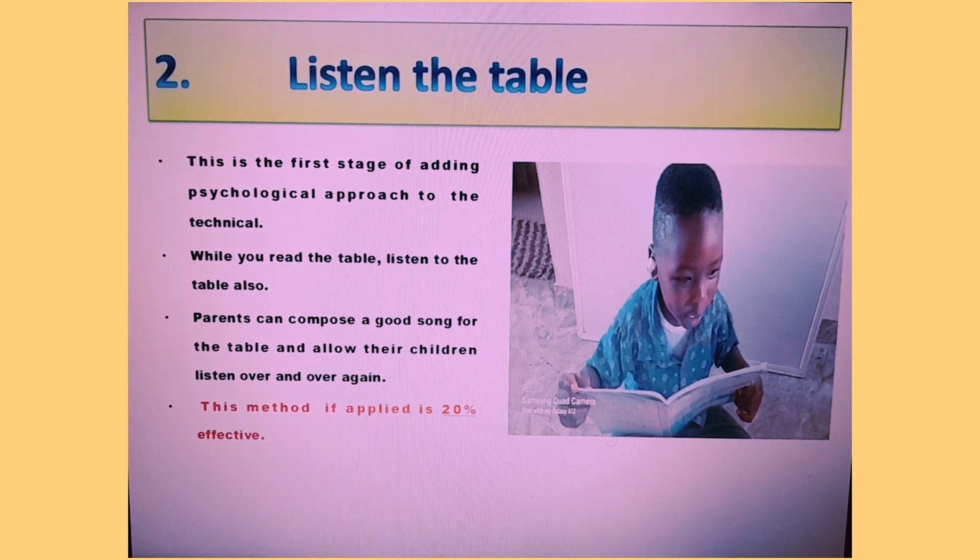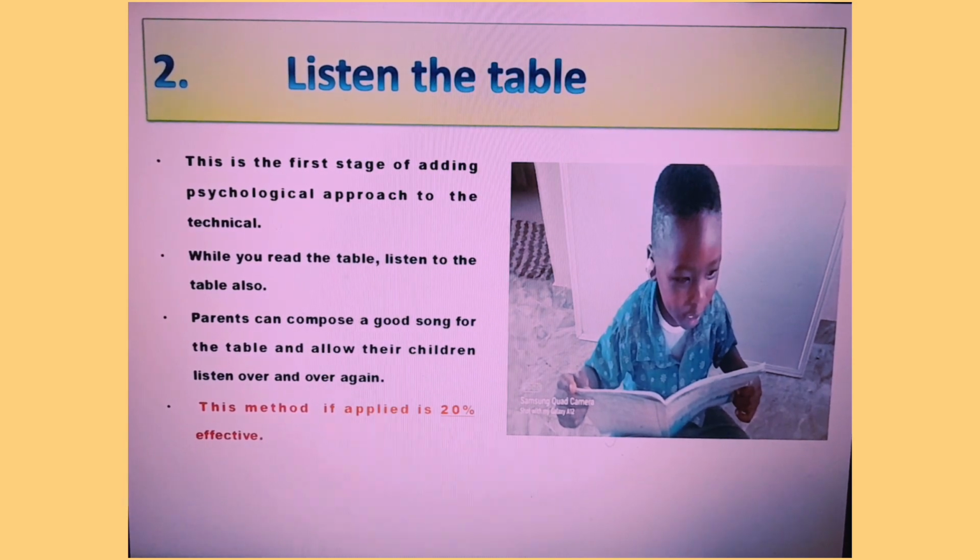So I said this is the first stage of adding psychological approach to the technical. While you read the table, listen to the table also. Parents can compose a good song for the table and allow their children to listen over and over again. This method, if applied, is 20% effective. So after reading the table, you also listen to the table, and by combining these two methods, your rate of assimilation of the table increases by an extra 10%.